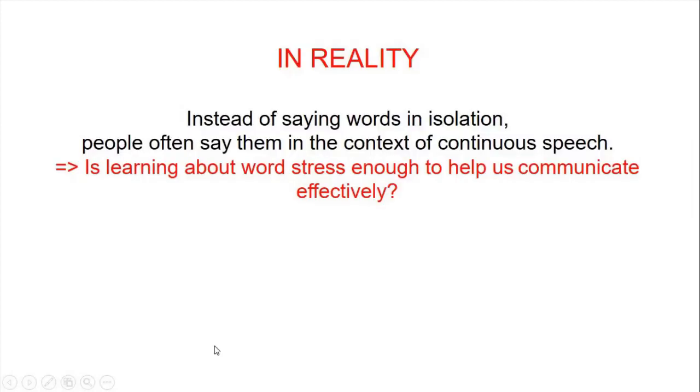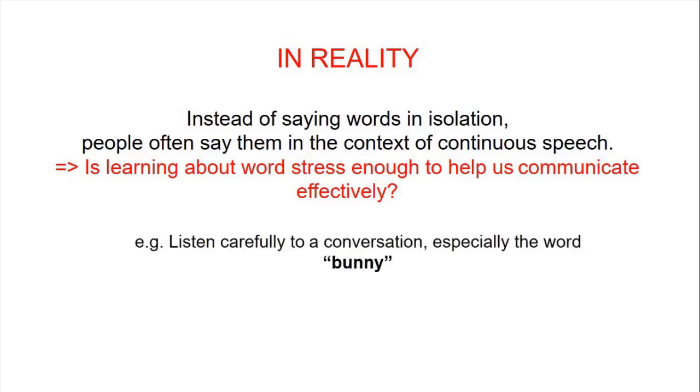So we have gone through some rules to identify word stress. However, these rules just deal with stress within a word. In reality, instead of saying words in isolation, people often say them in the context of continuous speech. As you know, in English, stress is immensely important. If you put stress on the wrong syllable, a native speaker can easily misunderstand you. So it raises a question: is learning about word stress enough to help us communicate effectively?